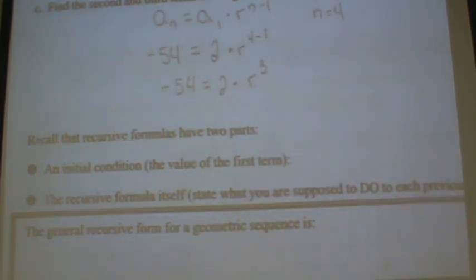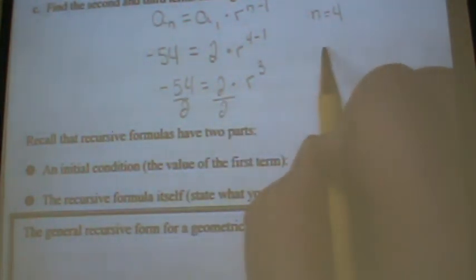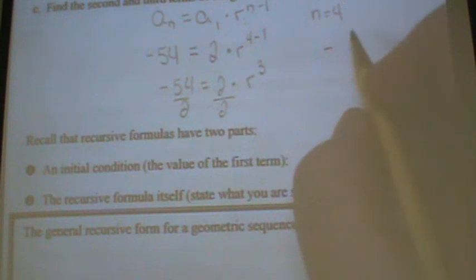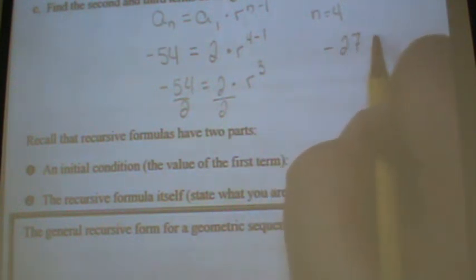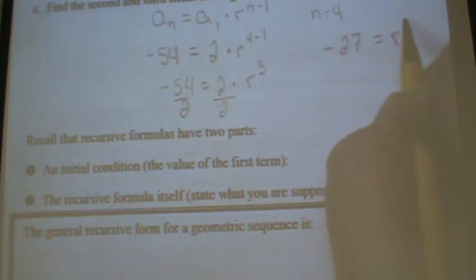So is everyone clear? You divide it by 2 and then take the cube root of both sides. Exactly, so this is just an algebra problem. You're just solving for R. So we'll divide by 2, like you guys said. So when we divide negative 54 by 2, what do we get? Negative 27. And that equals r cubed.